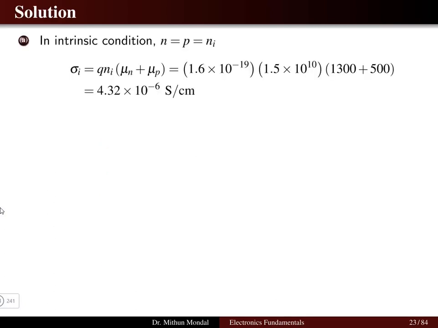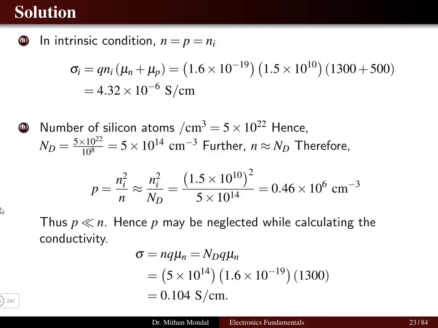In the intrinsic condition, we know that the number of electrons and the number of holes will be equal, equal to Ni, and the conductivity will be q into Ni, times the total mobility, mu n plus mu p. So we can find it is 4.32 into 10 to the power minus 6 Siemens per centimeter as per the data given. Now, if the impurity added is the donor, then we need to determine the number of donor impurity atoms added when the number of silicon atoms is 5 into 10 to the power 22.